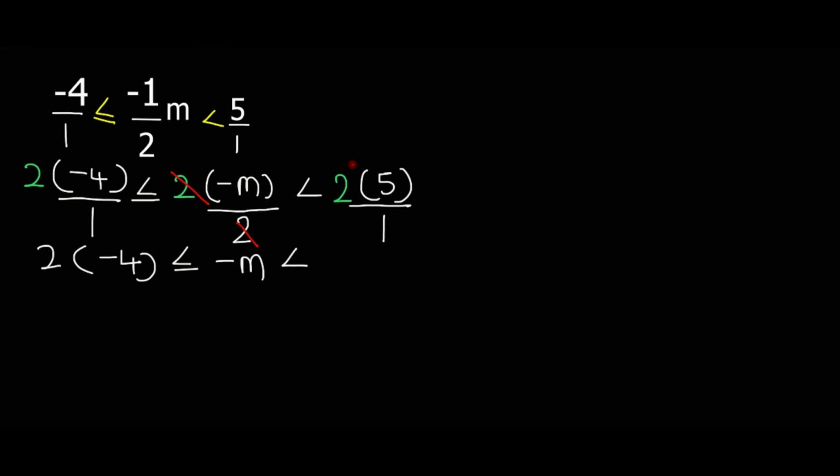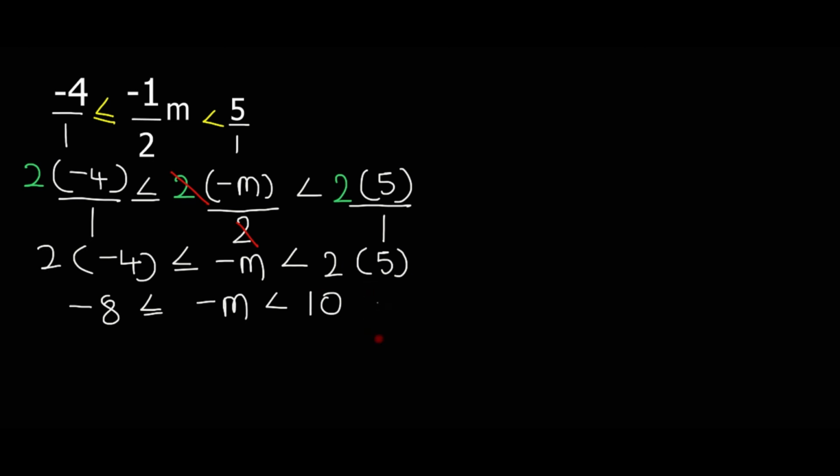And then 2 divided by 1. 2 divided by 1 gets 2, and then we multiply 2 times 5. So 2 times minus 4 is minus 8, less or equal to minus m, less than 10. 2 times 5 is 10.